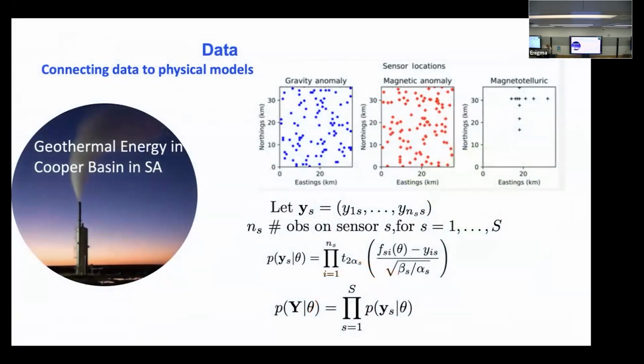Okay, so connecting data to models. As I said, we had sensor data: gravity, magnetic, magnetotellurics. This is for the thermal energy one. Nothing particularly interesting here, only that this is a normal likelihood. We actually ended up replacing it with a Cauchy, as you'll see on the next slide, because of the issues that we've heard both from Jeremiah and Sebastian about robustness.